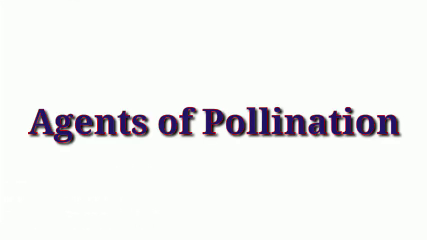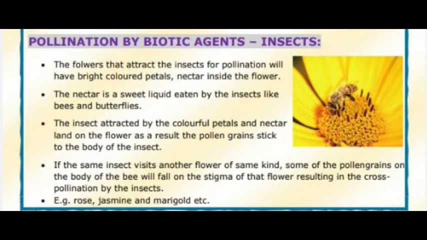In today's session, we will see agents of pollination. So pollination should happen means there should be some agents to transfer the pollen grains from anther to stigma. And these agents might be biotic or abiotic agents also. Both the things are helping to transfer. In your previous classes, you have already studied what is biotic and abiotic.